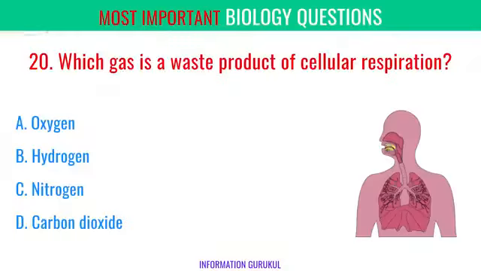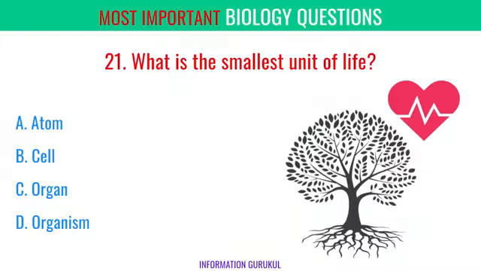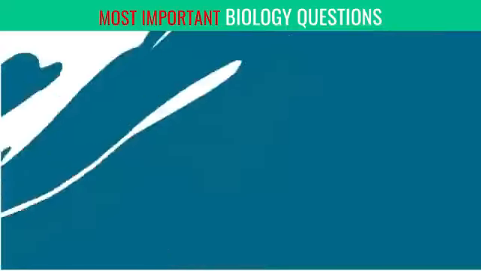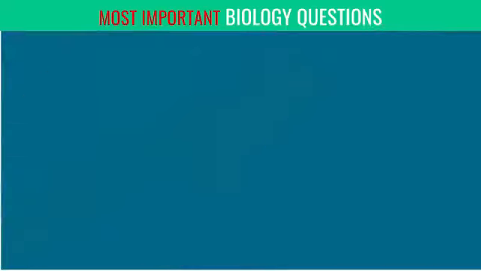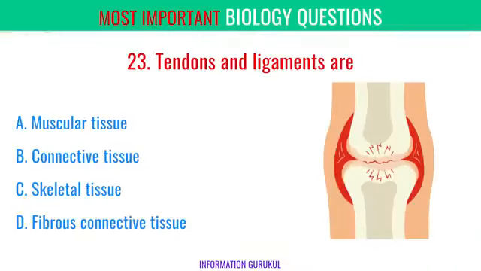Which gas is a waste product of cellular respiration? Carbon dioxide. What is the smallest unit of life? Cell. The purpose of rib cage is to protect heart and lungs. Tendons and ligaments are fibrous connective tissue.